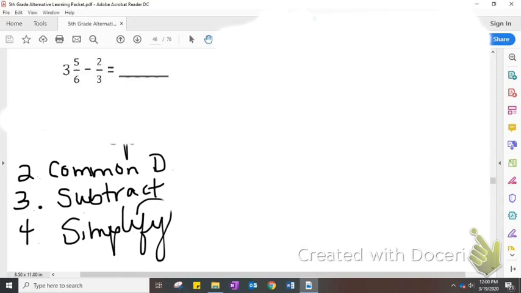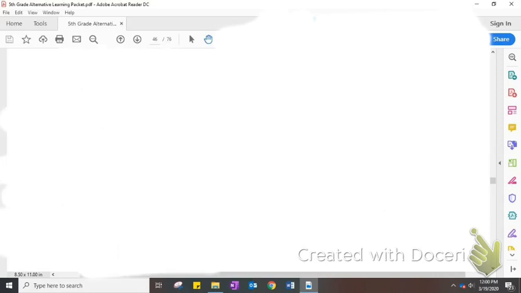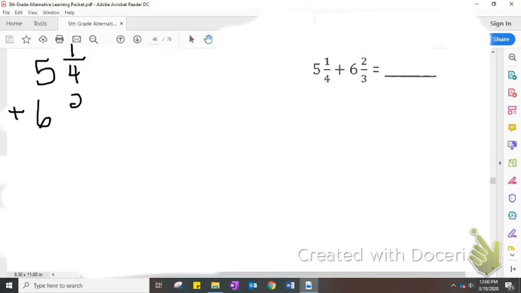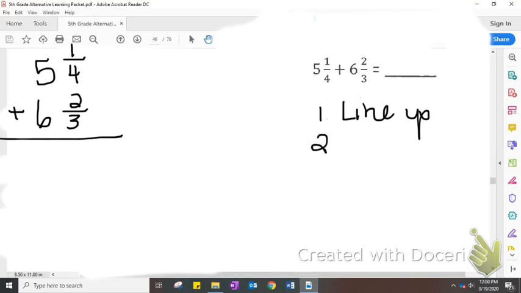Let's go to the other problem. There it is. 5 and 1/4 plus 6 and 2/3. All right. So step 1 is line them up. Line up. Step 2 is common denominator. That's supposed to be a D.